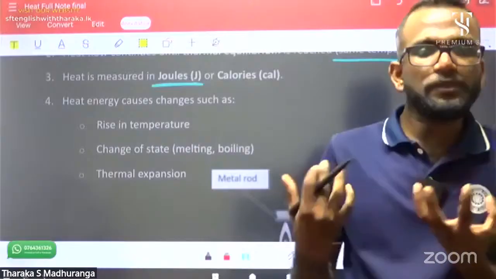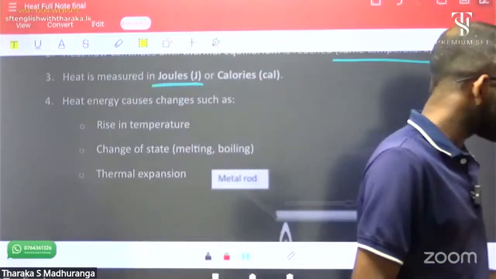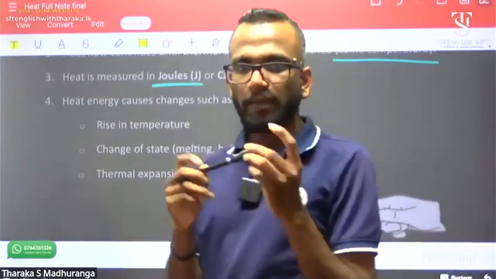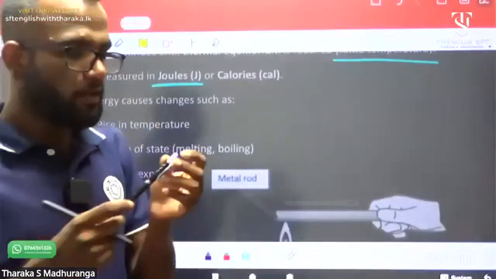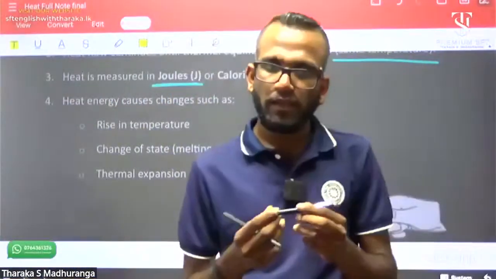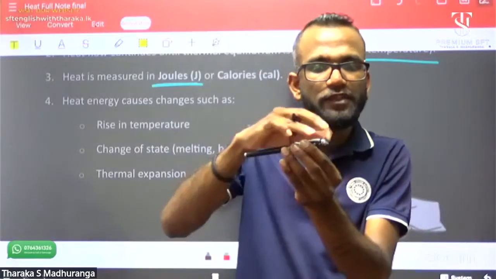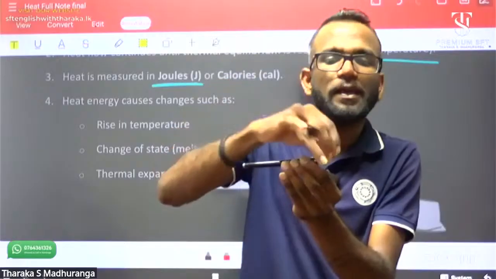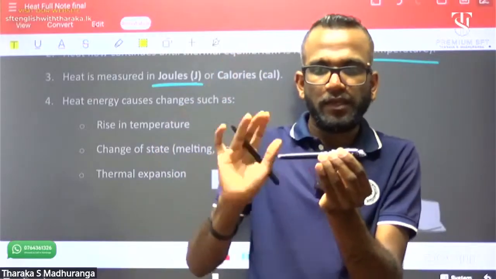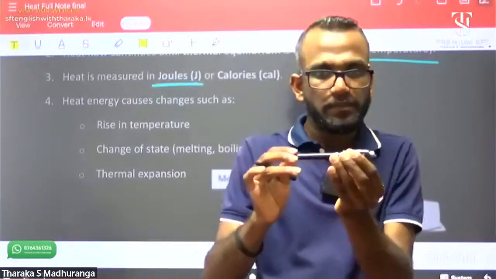Now, if any substance is heated, I have a metallic pen. This is a metal pen, made of metal. Okay? Now if I heat this pen, heating means one side of this pen increases in temperature, right? The temperature is increasing, while the other side stays at room temperature.